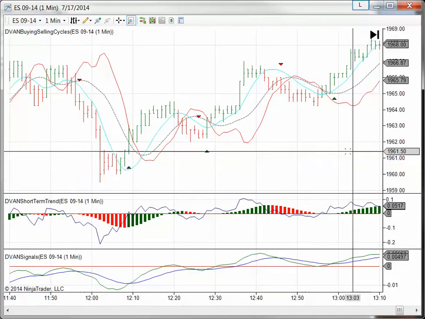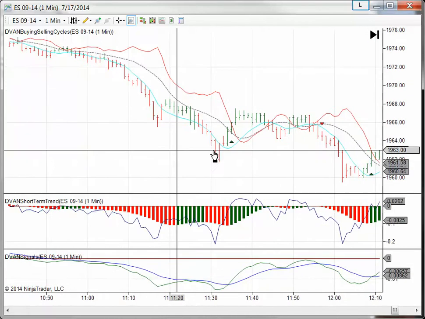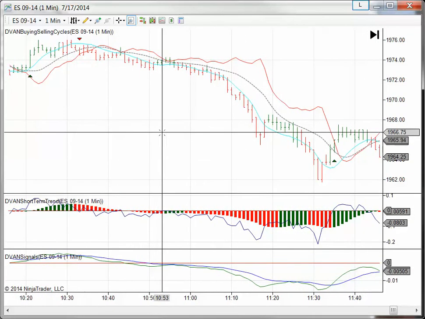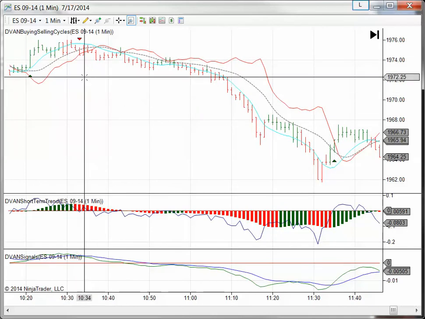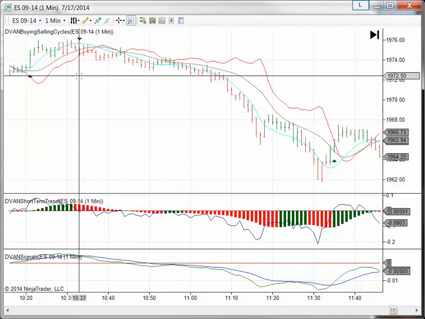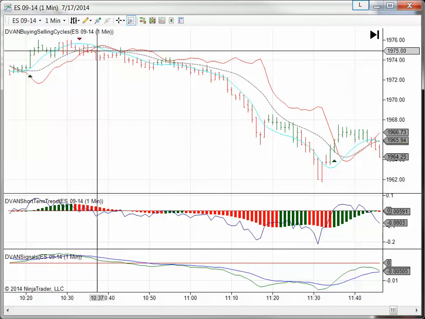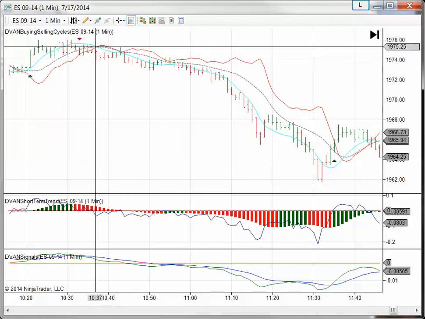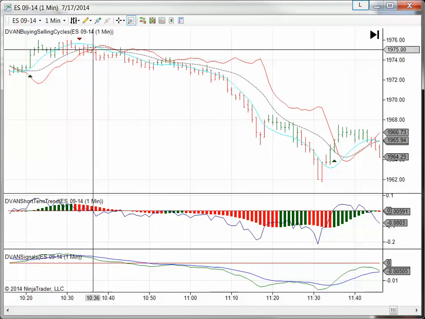There's another one that I wanted to show earlier in the day. This is a long extended sell cycle. This is a good short signal that's given at 10:30 a.m. this morning Eastern time. You see the short signal converge into a selling cycle here when the stop line, the red line, moves above the blue line, the trend line.